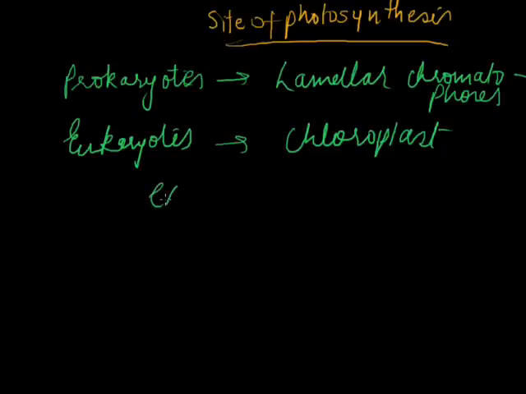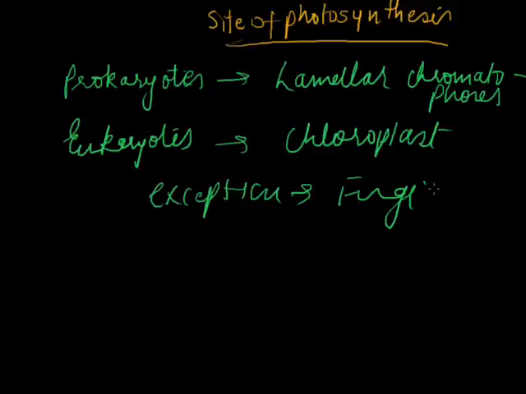and there is an exception for this. An exception is fungi, because it lacks chlorophyll, so no photosynthesis occurs here. Now, in higher plants, chloroplast is the main site of photosynthesis. It is also called a green plastid.